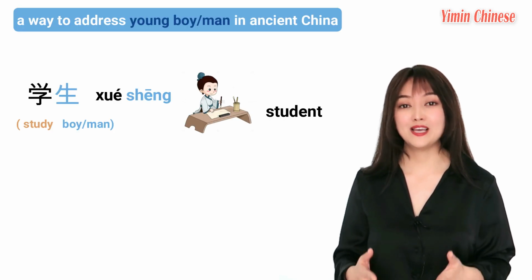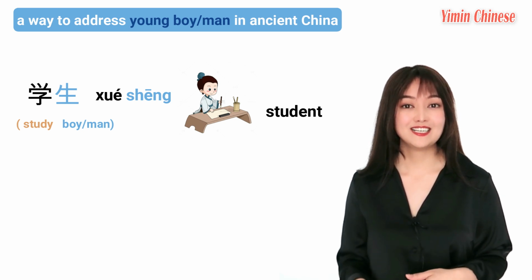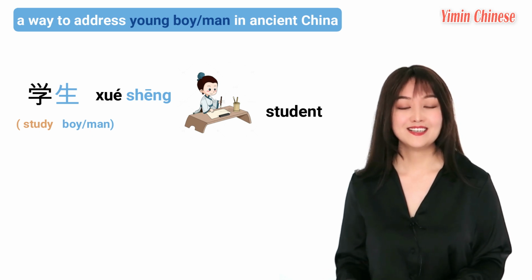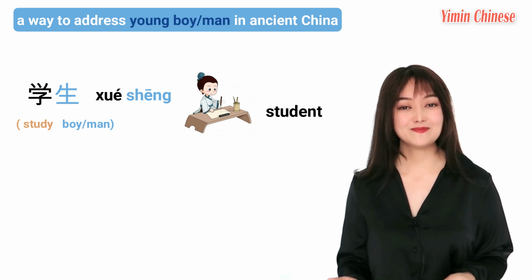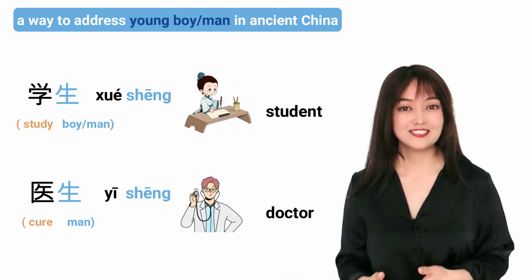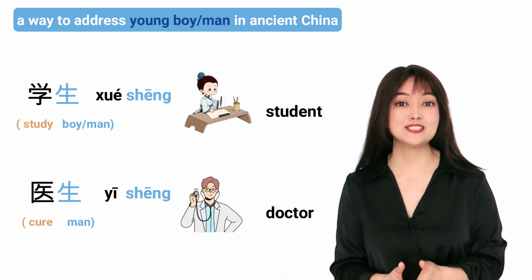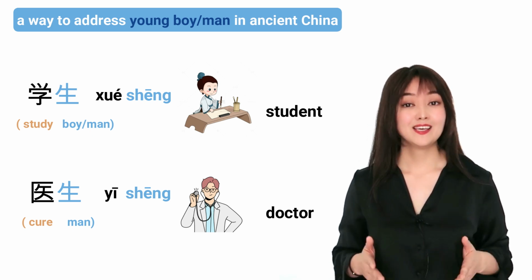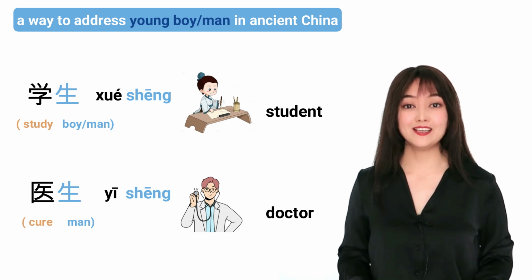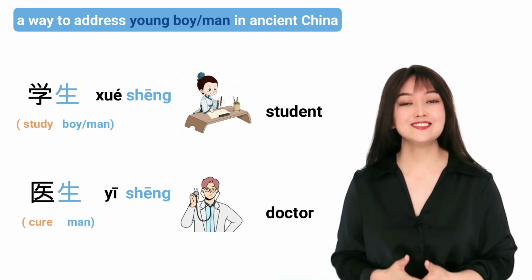That is why we have the word 学生, student. So 学 is study, 生 is young man. So 学生, student. Same with 医生, doctor. 医 means cure. 生 a way to address young men in ancient time. Interesting, right? Do you wish you knew all this since the beginning of your Chinese study? Yeah, it will make it so much easier. But still, it's not too late.